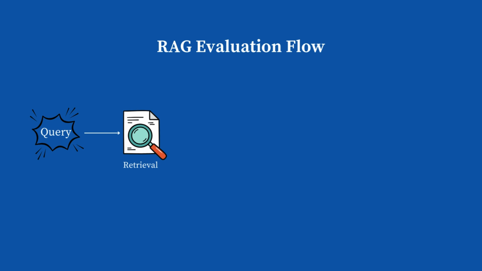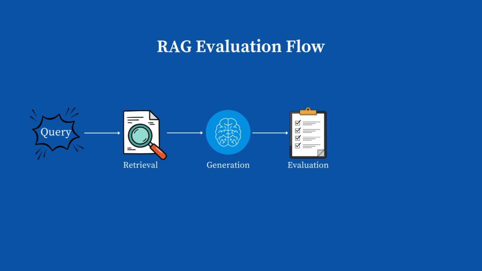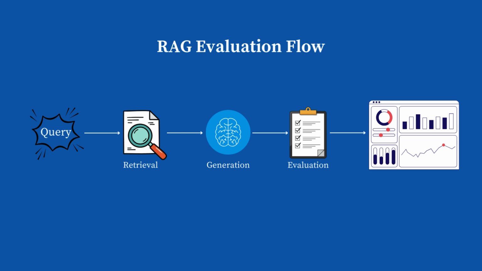Now let's see how RAG evaluation works. First, the input question is sent. Next, the knowledge base retrieves the relevant documents. Then the model generates an answer. After that, the evaluation model scores the response, and finally the results are saved and displayed.